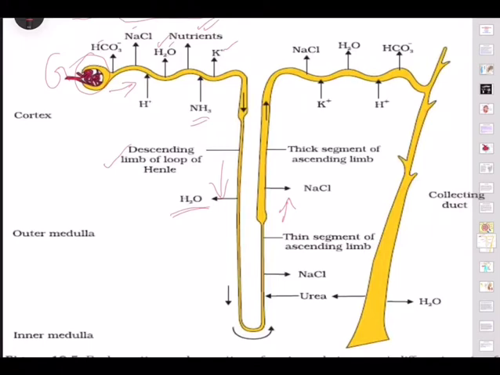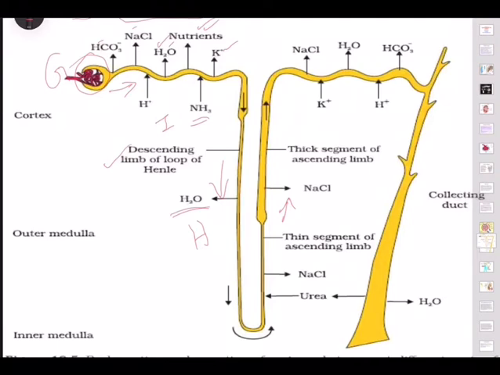And what about the descending limb of the loop of Henle? Water is reabsorbed due to the increasing osmolality of the interstitial fluid. Sodium and other solutes are not reabsorbed here in the descending limb. The filtrate becomes hypertonic. You see here it is isotonic; in the descending limb it is becoming hypertonic to blood plasma.